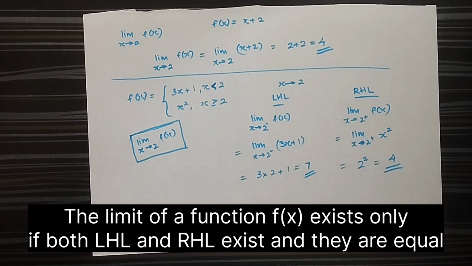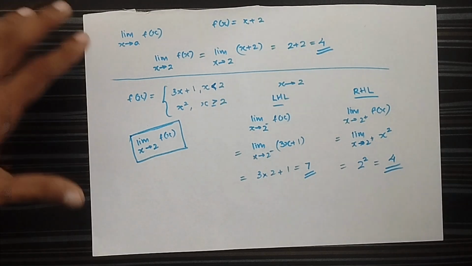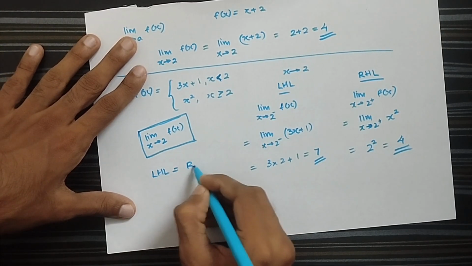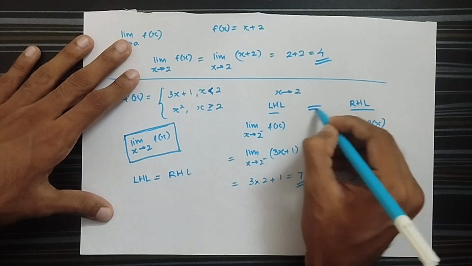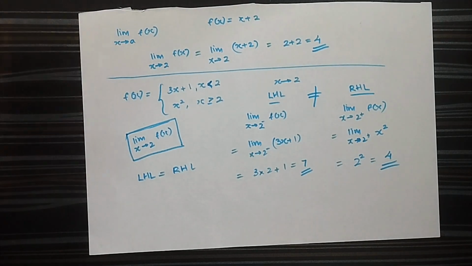LHL would equal RHL. So limit will only exist when LHL and RHL exist and they are both equal. So for a limit to exist, we need LHL to be equal to RHL. In this case, they were not equal. So that would mean the limit of this function for x tends to 2 does not exist.